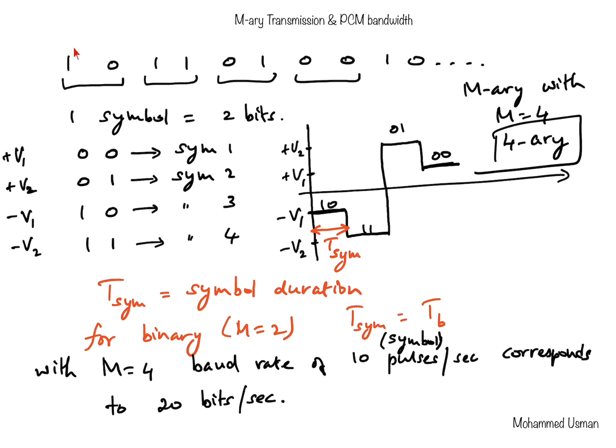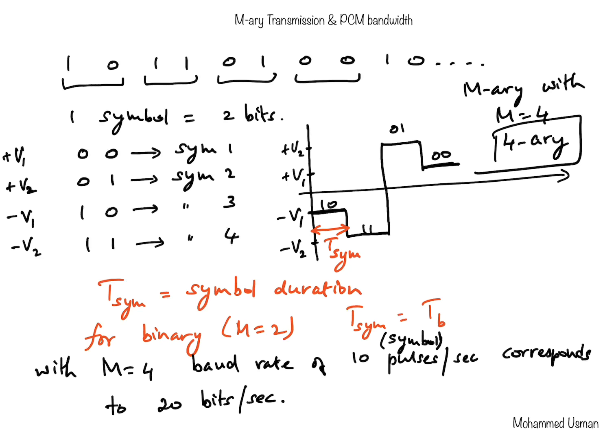Suppose we combine 3 bits at a time. So suppose we have a data stream where we combine 3 bits at a time and represent 3 bits as one symbol. Then with 3 bits we will have 8 possible combinations, rather than 4 combinations. That means we will need 8 voltage levels, and then for the same baud rate, we will get a bit rate of 3 times the binary case. That means that instead of 10 bits per second, it will become 30 bits per second at the same baud rate of 10 pulses per second.